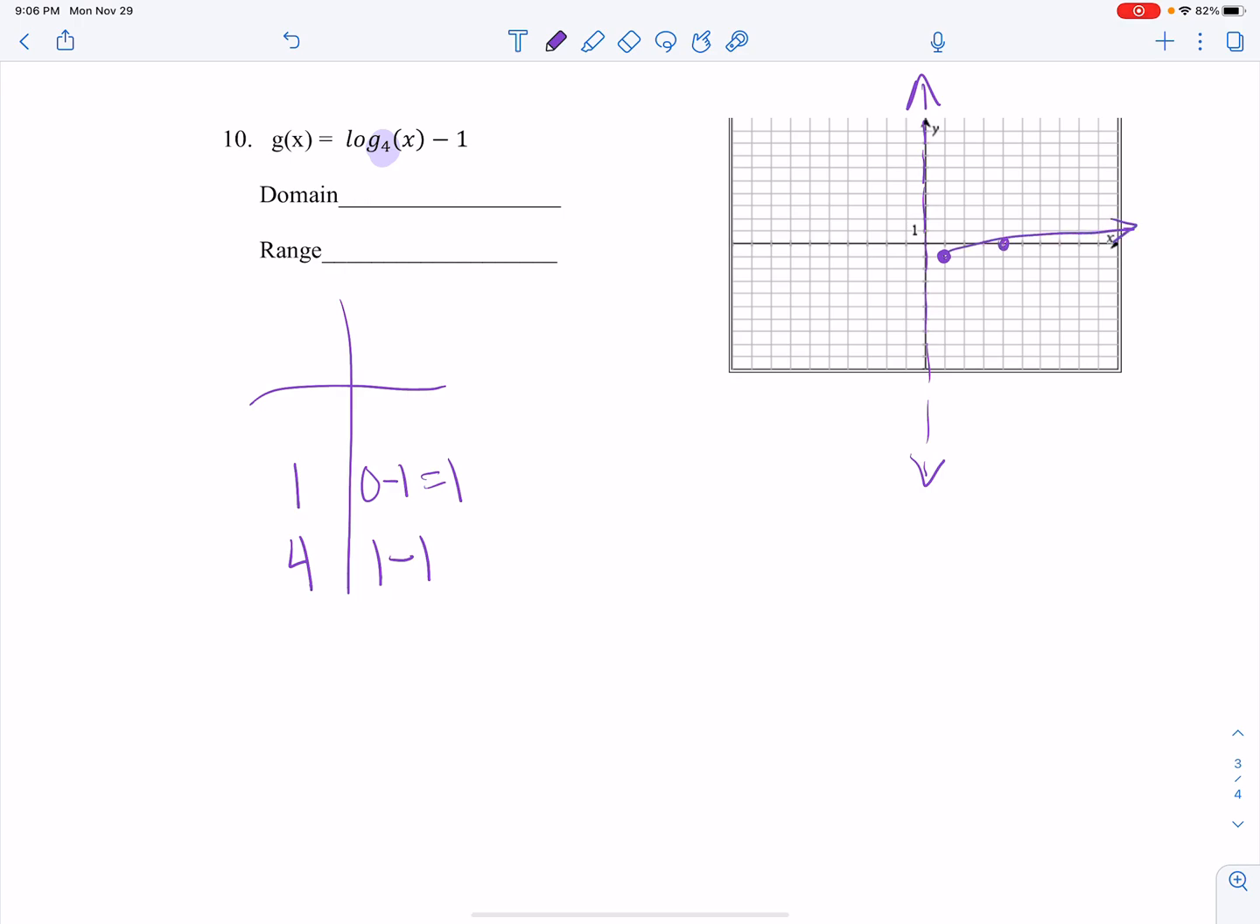So that's going out like this. And then I want to know what makes the inside 1/4, because that would be -1 minus 1, which is -2. So I would have a point at (1/4, -2). So it's going to turn and go down like this. So my domain is 0 to infinity, and my range is negative infinity to infinity. And that is how you would do that question.